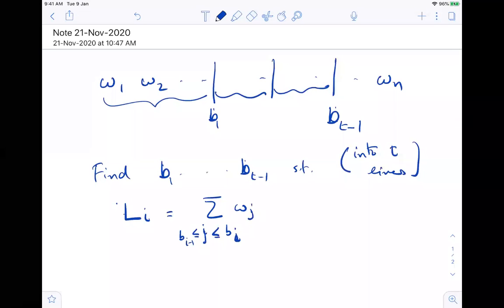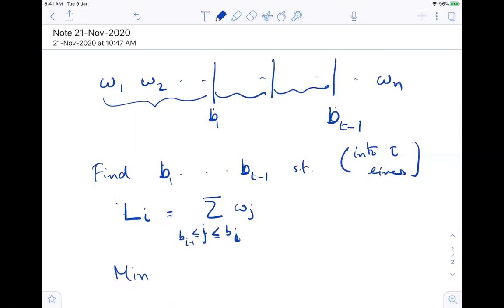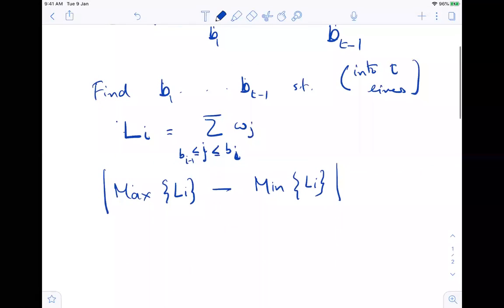Then what we want to do is minimize, or make the lines as balanced as possible. We have these breaks in the lines. How do you make it balanced? What can be a concept of making these lines balanced? You look at the difference between the maximum length of L_i and the minimum length of L_i, and this quantity is minimized.